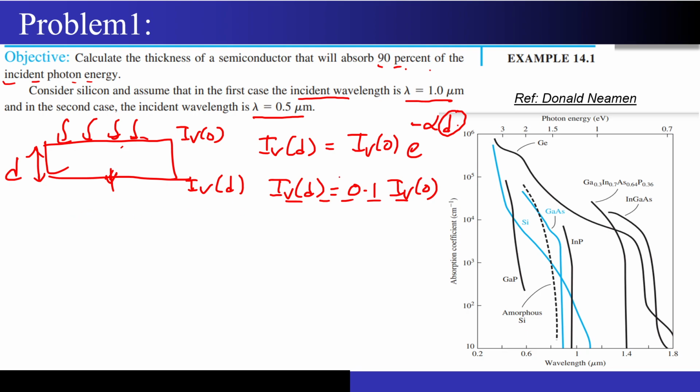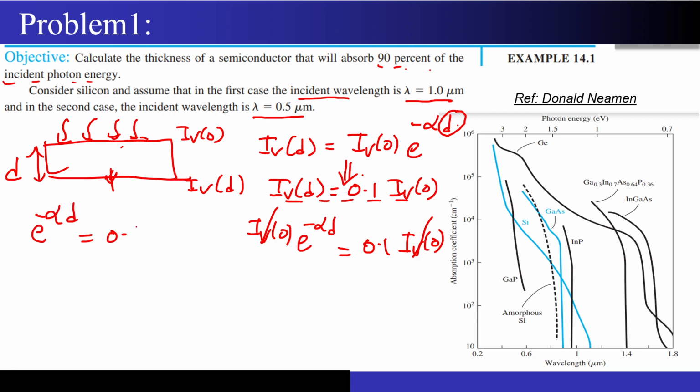So now if I just substitute over here, this will be I_v of 0 times e to the power minus alpha d is equal to 0.1 times I_v of 0. So I_v of 0 and I_v of 0 will get cancelled. What I am left with is e to the power minus alpha d is equal to 0.1.